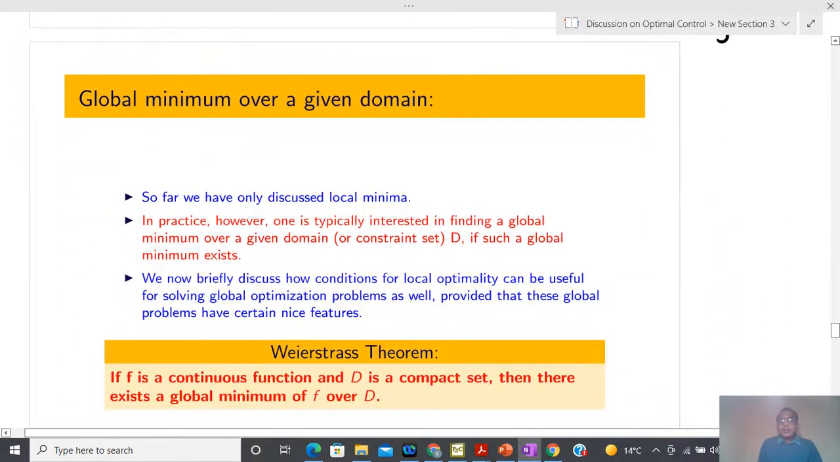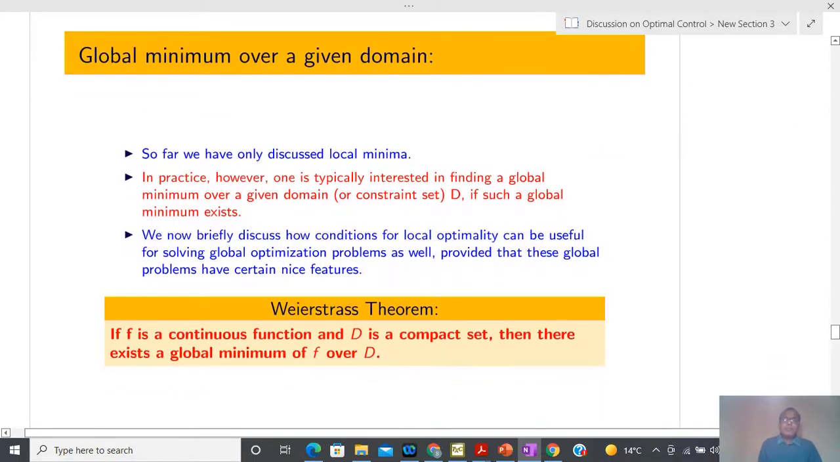Now, if you see the engineering problem, at that time we are worrying about the global minimum over a given domain. We are not just concentrated on the local minimum or local strict minimum. We are searching for the global minimum, and we are going to discuss how one can land up at the global minimum if they know the theory of local minimum.